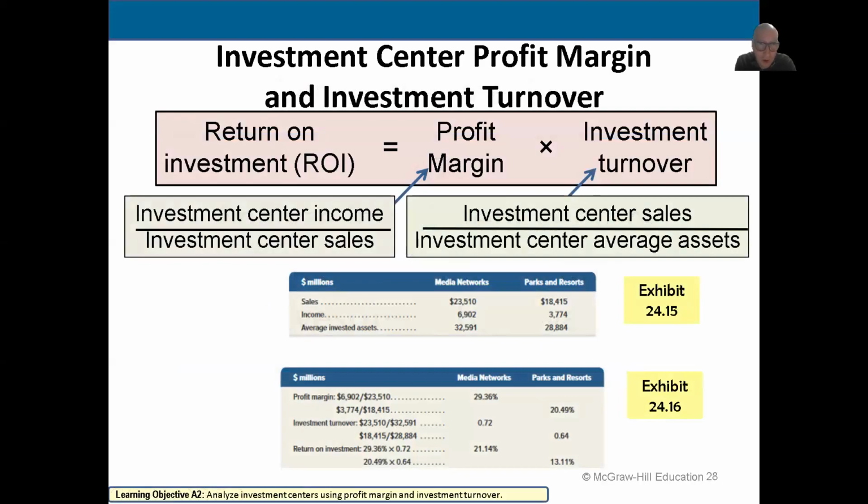Okay, and then of course, profit margin and investment center turnover. Find the ROI. We look at profit margin and investment turnover. Profit margin, as you recall from a few weeks ago, we talked about profit margin. We looked at income divided by sales to find your profit margin. Find the investment turnover, we take sales divided by average assets.